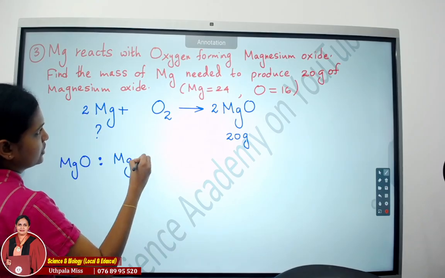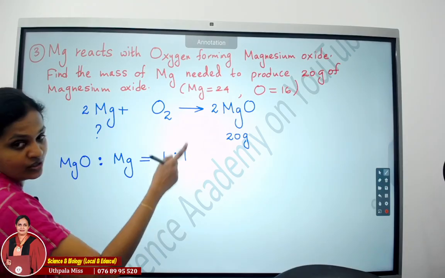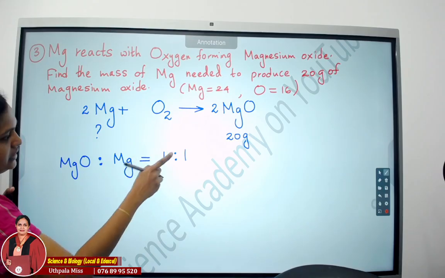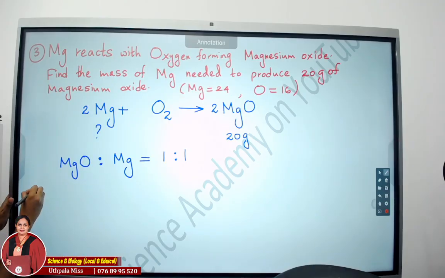The molar ratio is 2 is to 2, which means 1 is to 1. So we have to find 20 grams of MgO means how many moles? So number of moles equals mass divided by molar mass.